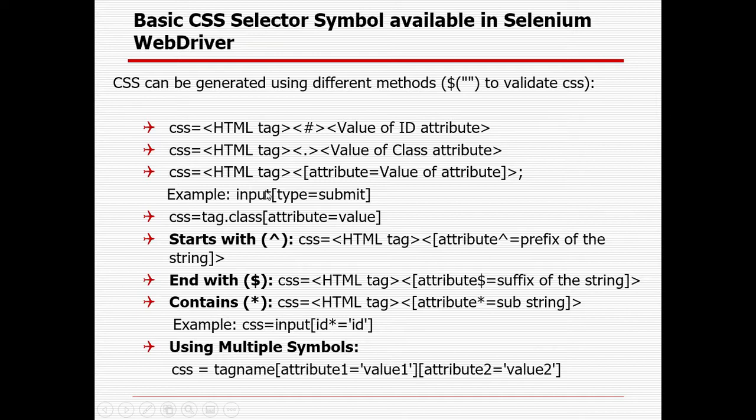So this is the basic syntax for creating the CSS selector with the different attributes. This is the tag name, you need to give it. If you know the ID, you need to give hash and then the ID. If you know the class, then tag name, dot, class. If you know the other attributes, then tag name, then square bracket, attribute equal to value. So that is the simplest way of creating the CSS selector.